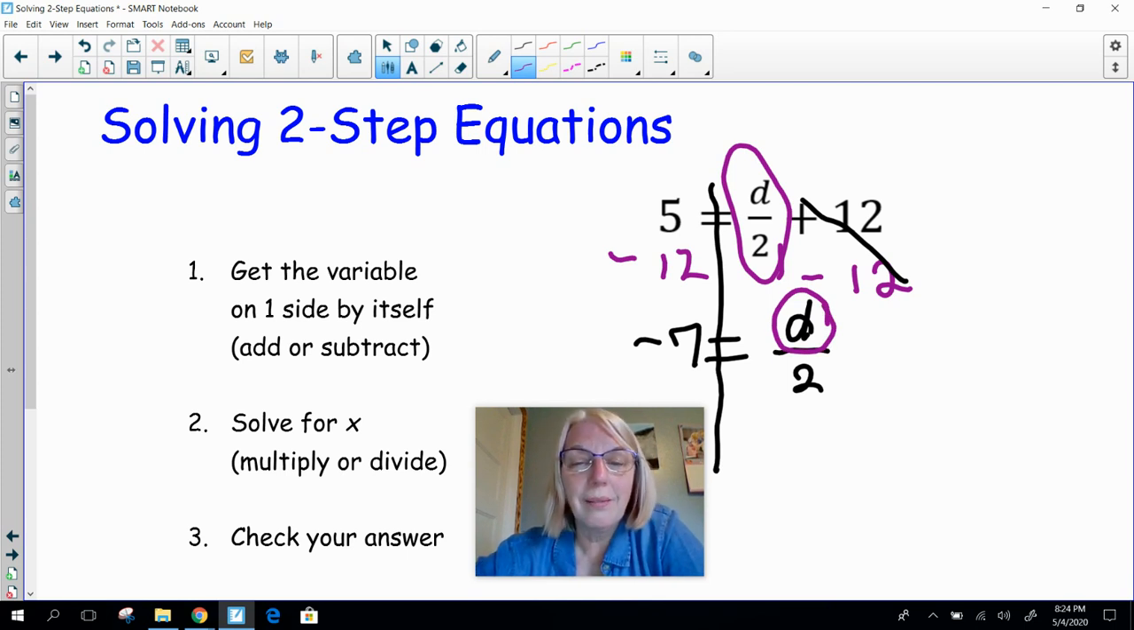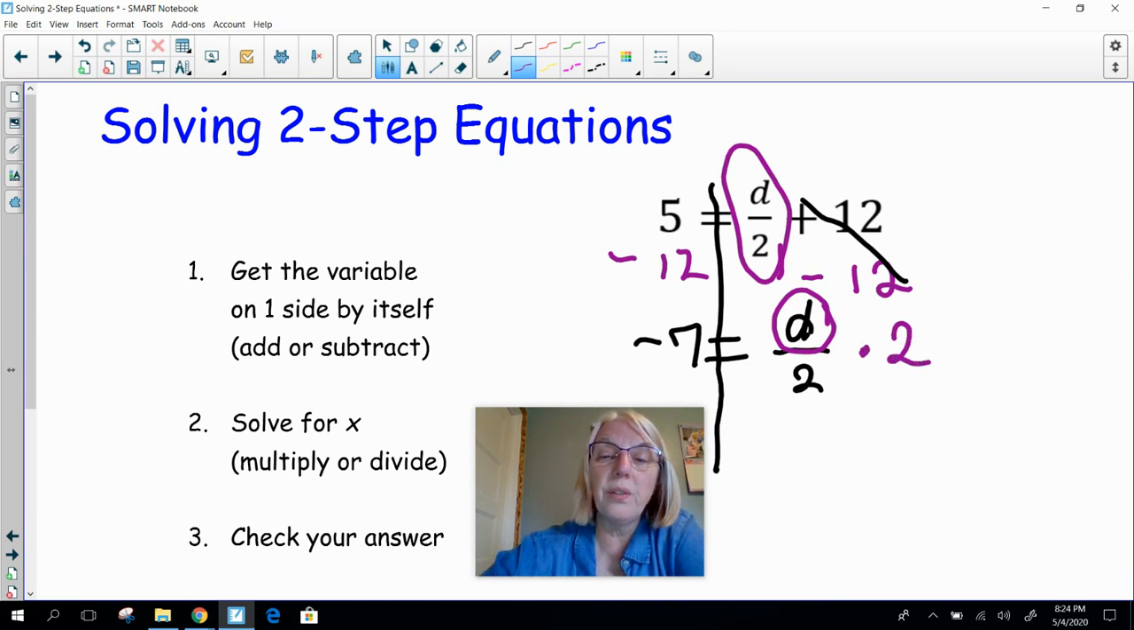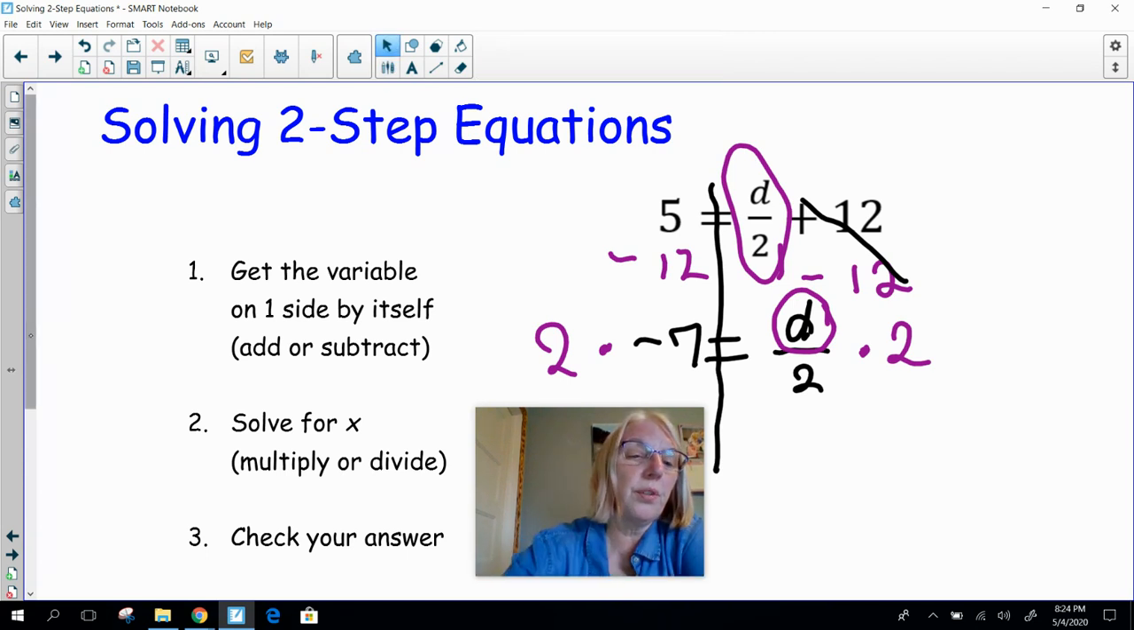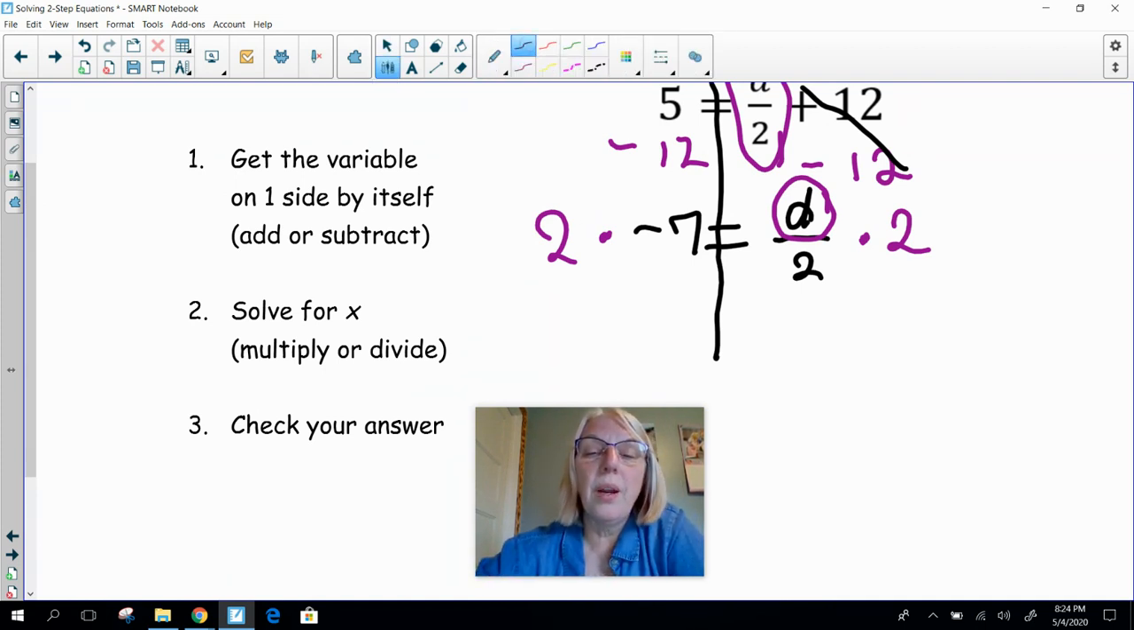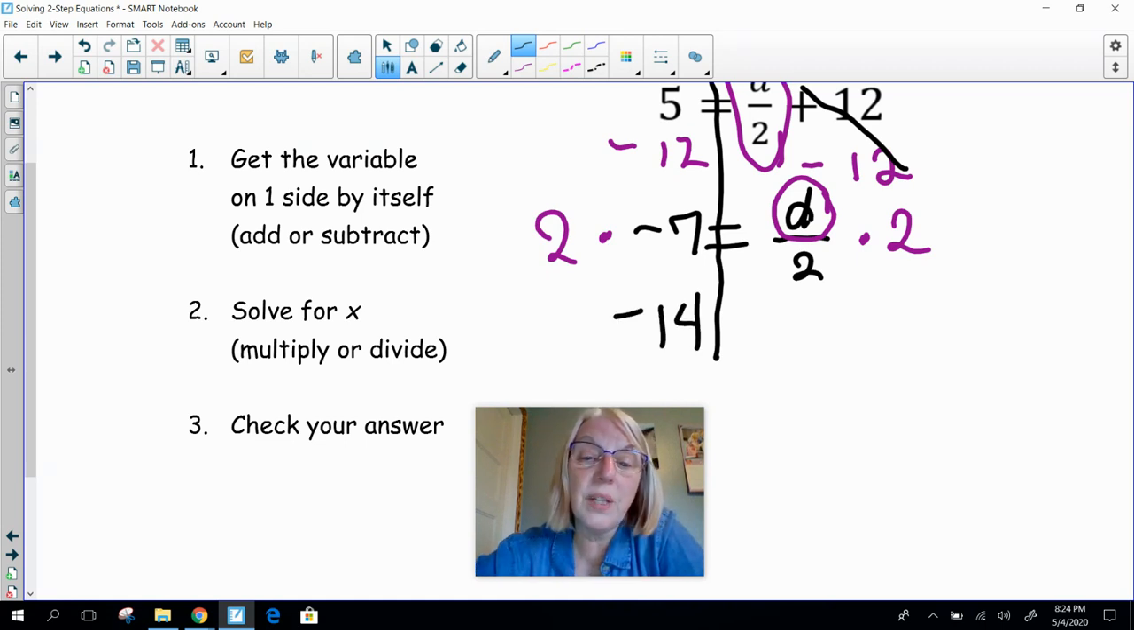Well, what's happening to d? Well, it says divide by 2. So the opposite of dividing is multiplying. So we're going to multiply both sides by 2, times 2. And I'm going to move it up just a little bit so you can see my work here. And when we multiply, 2 times the -7 is going to be 14, and positive times negative is negative. And then 2 divided by 2 is going to be 1, and so d equals -14.